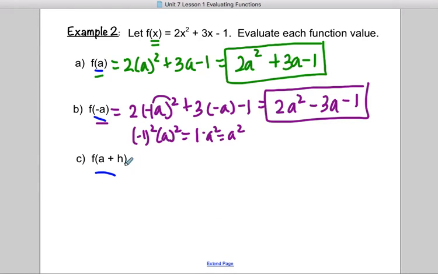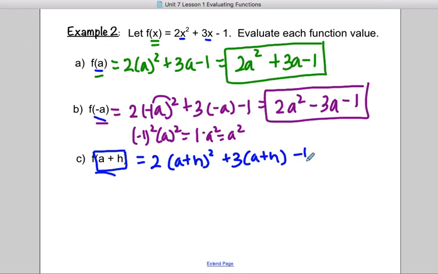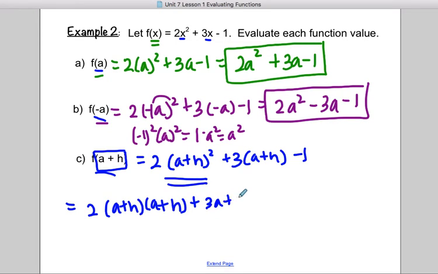And the last one, we are plugging in a plus h wherever there is an x. So we got to plug it into those 2 spots. So we will have 2 parentheses a plus h squared plus 3 parentheses a plus h minus 1. And you must simplify this. And in order to simplify this, you must write it twice and you must FOIL it out. So we will have 2, and then we're going to have a plus h times a plus h. And then I'm going to distribute my 3. So plus 3a plus 3h minus 1 from distributing.